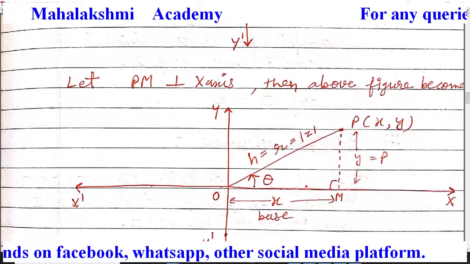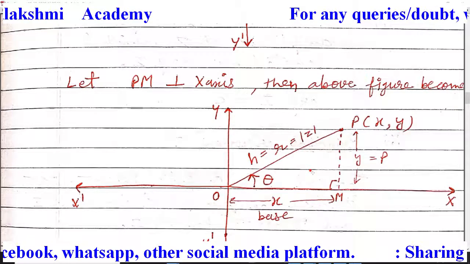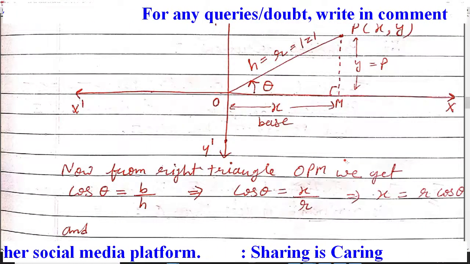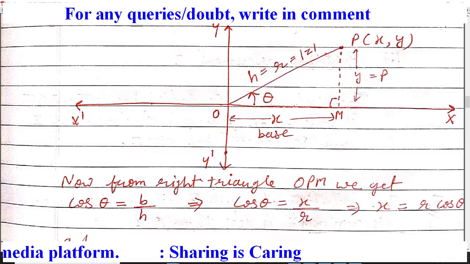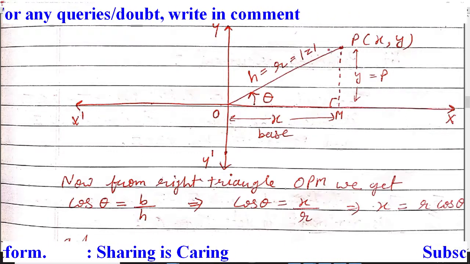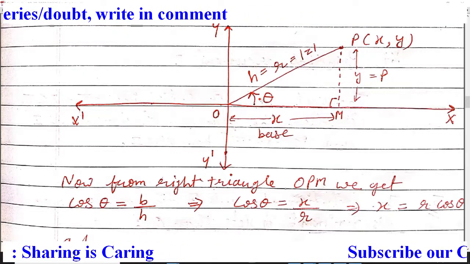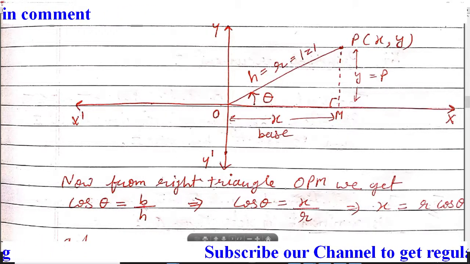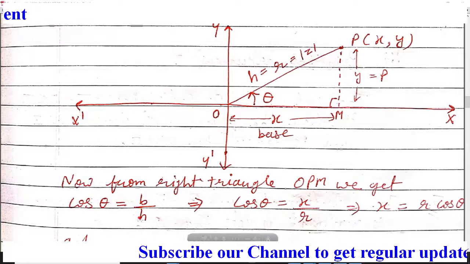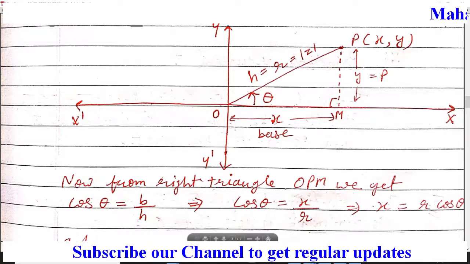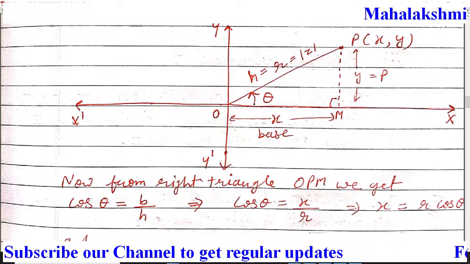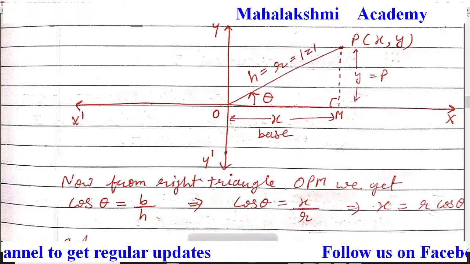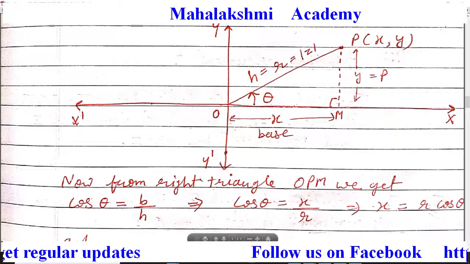Now from here we are going to find some trigonometric ratios. So from right angle triangle OPM, so where is the right angle triangle? OPM. In this right angle triangle, the base angle is theta, so cos theta. Cos theta's formula is B upon H, that is base upon hypotenuse. So what is the base here? x, and what is the hypotenuse here? r. So from here, if we have to calculate x, then x is going to be r cos theta.